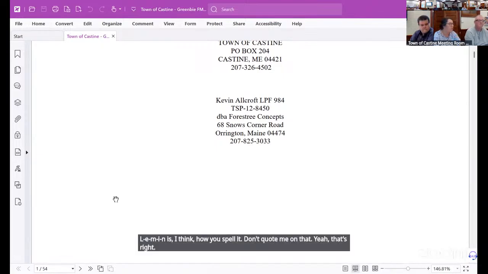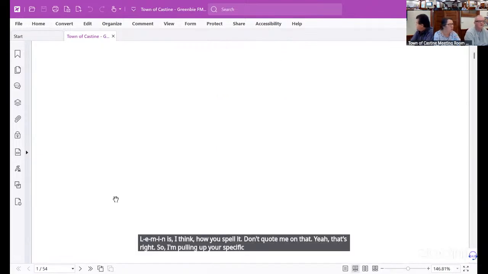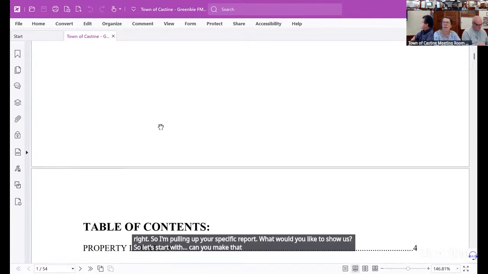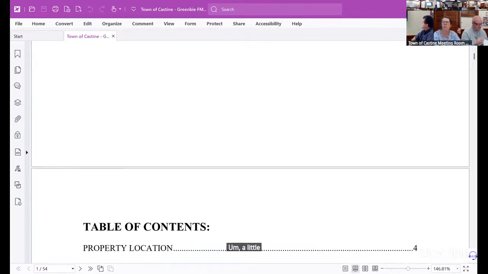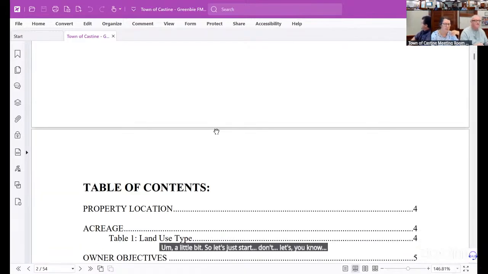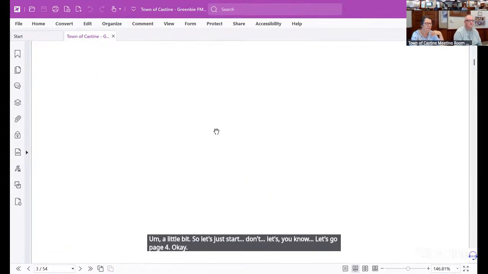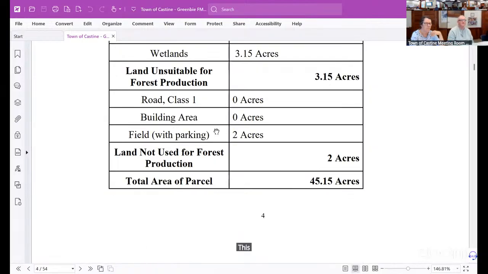So I'm pulling up your specific report. What would you like to show us? Let's start, it'd be helpful, can you make that bigger? A little bit. Let's go to page 4. Okay, quickly, just that chart.